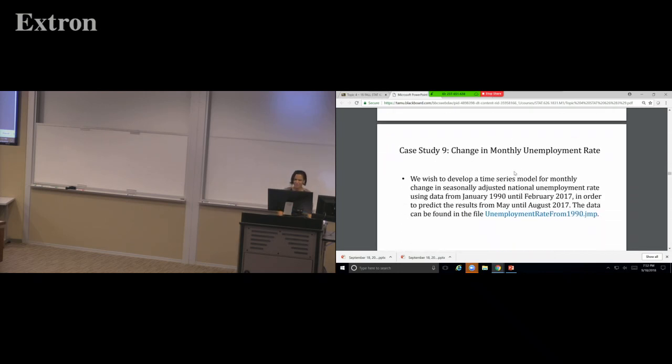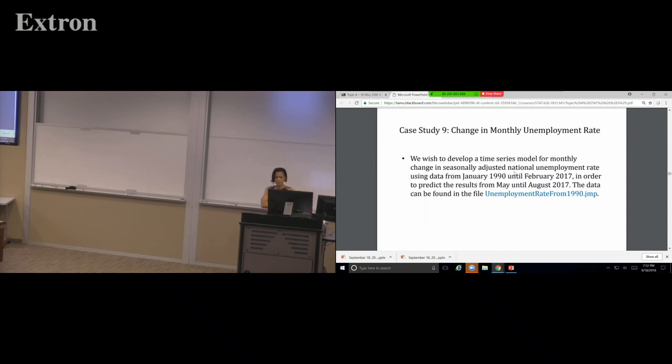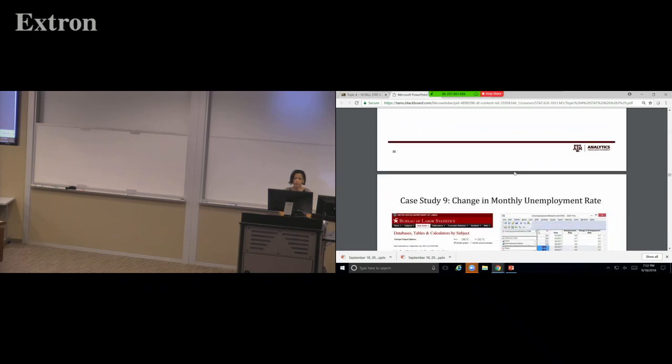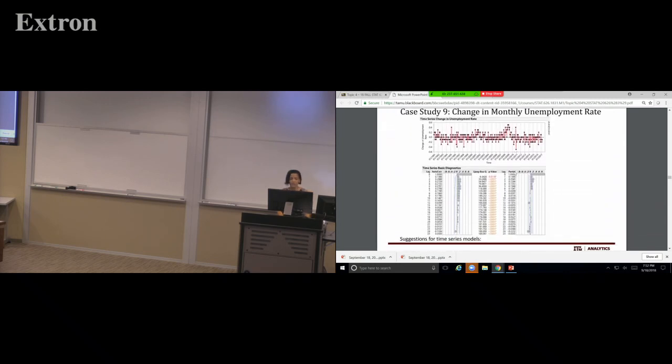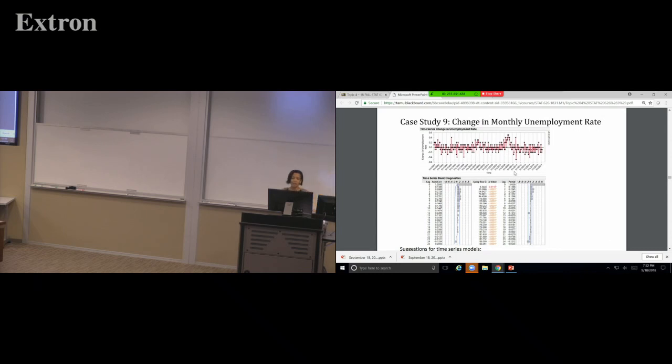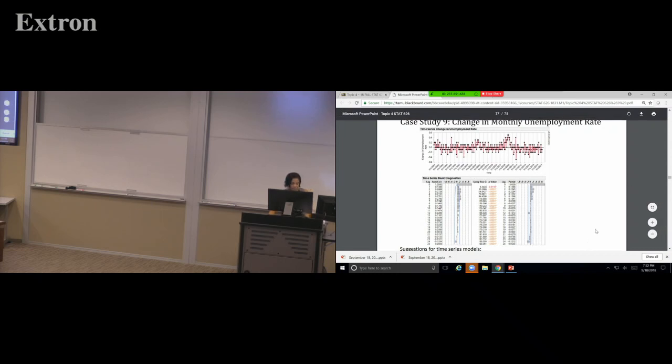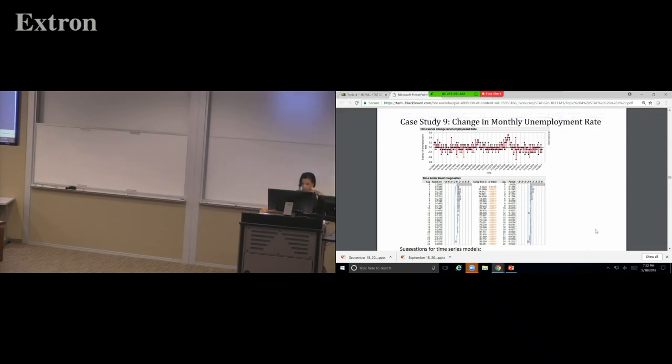All right? And so to get us to the break, I wanted to introduce where we're going. So we're going to look at a real world example. What we're going to look at is national unemployment rate from January 1990 through February 2017. And it's an unemployment rate there. And this is where the data came from. And this is what the data looks like. Okay, so this is the change in monthly unemployment rate. And what I'd like for you to note in this change in monthly unemployment rate is what do our autocorrelation and our partial autocorrelation functions look like?